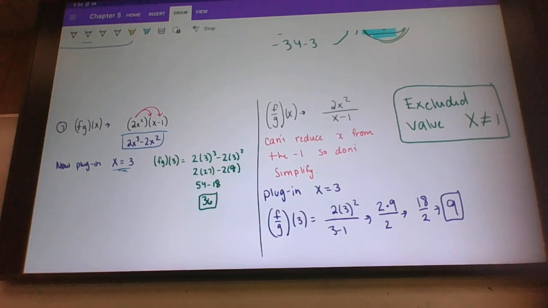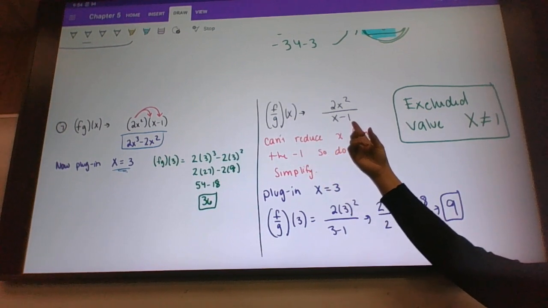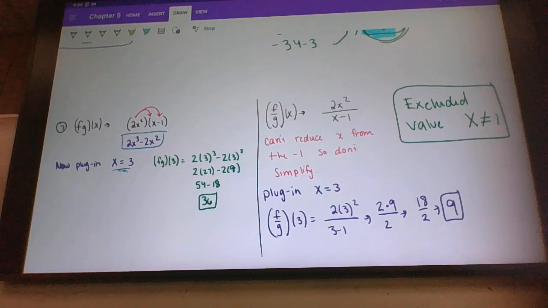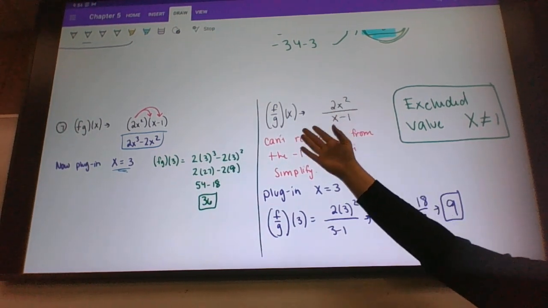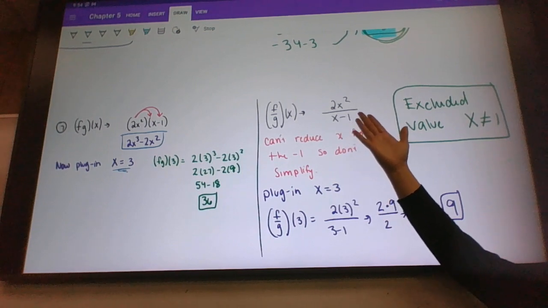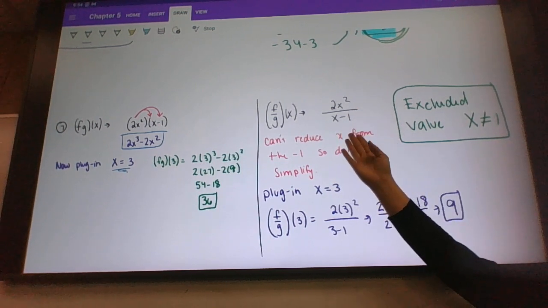But this problem doesn't reduce or factor, so it's just f over g. If there was an x in all parts, I could reduce everything by x, or if they were all even, I could divide everything by 2, but there's nothing that I can reduce here, so I don't. This is just the answer, f function over g function.